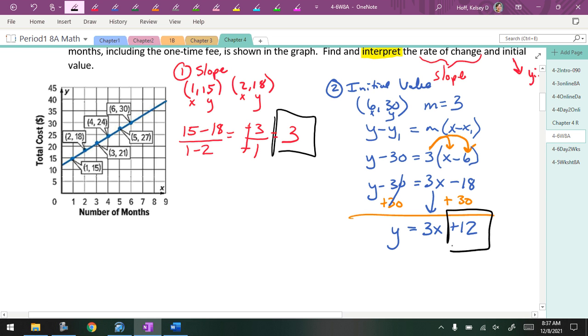Actually, that's all we're going to do today. We're going to go just with that. Normally, I make you write an interpret sentence, but Ms. Hoff's going to cross off interpret today. I don't think so.